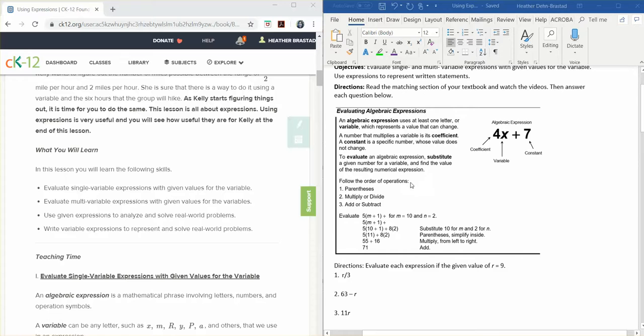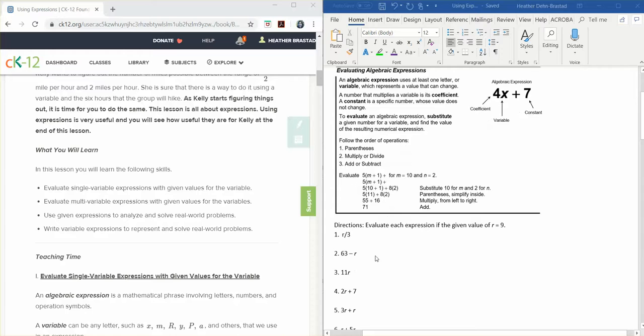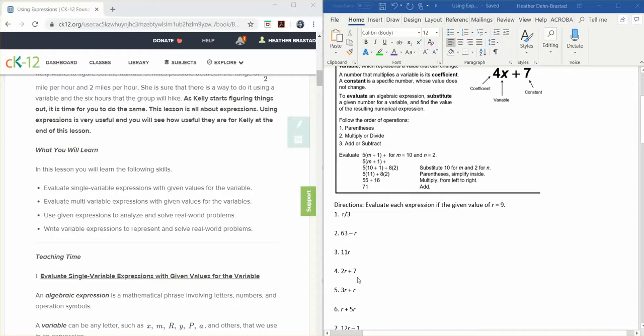When we are going to evaluate algebraic expressions, we have to take the number that they give us, replace the variable with that number, and then we will simplify. Sometimes when we simplify, there's only one step to do. Sometimes, like in number 4 and 5, there's a couple steps that we have to do. If there's more than one step, you need to remember to follow the order of operations.